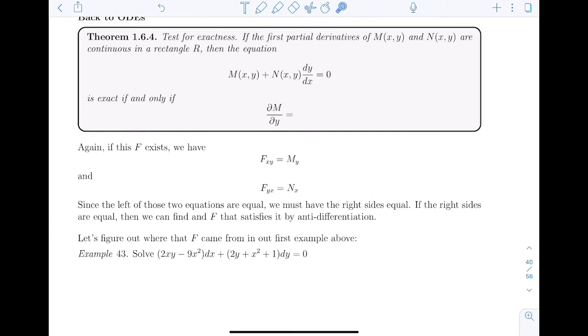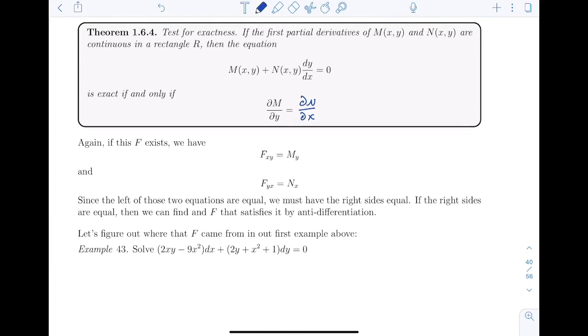So, test for exactness here. If the first partial derivatives of M and N are continuous in a rectangle R, then the equation, this thing, is exact if and only if the partial derivative of M with respect to y is equal to the partial derivative of N with respect to x. All right? And what I'm saying here is that this is all the exact same thing. So f_xy is M_y, f_yx is N_x. All of this is the same as it was before.